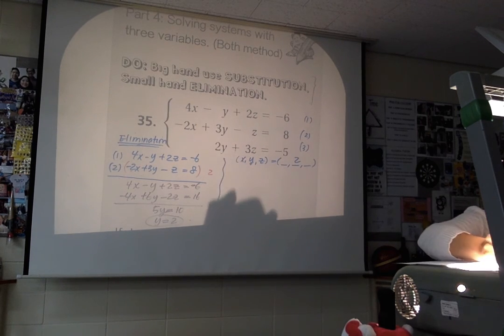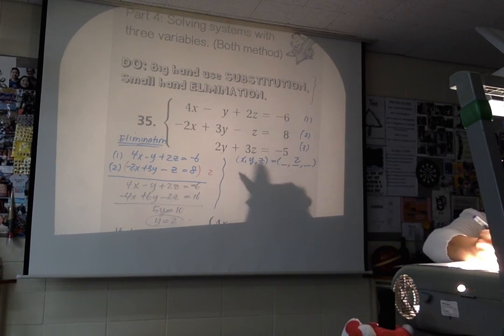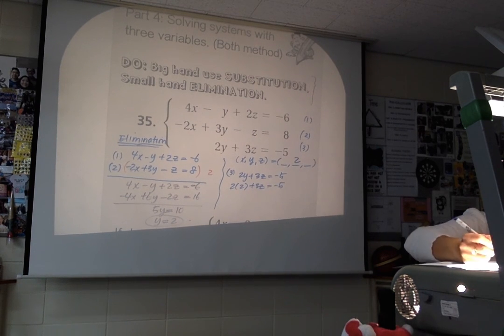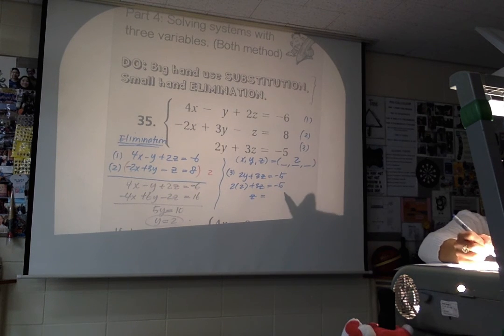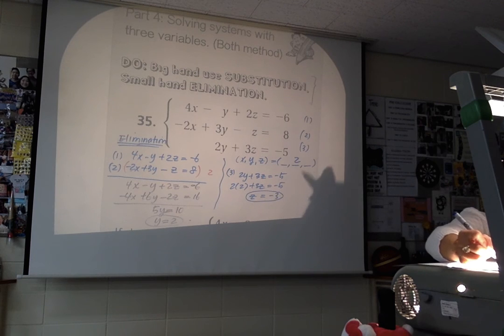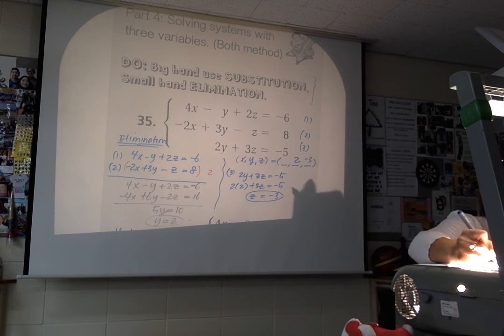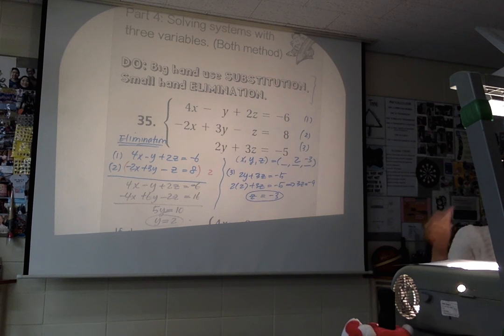Now, we found y already, so let's use equation 3 to find z. 2y plus 3z equals negative 5, right? Well, we know y. 2 times 2 plus 3z equals negative 5. That means z is going to equal, let's try negative 9, so negative 3. So z equals negative 3. You guys, I'm not showing the steps here, but make sure you do. So in this case, 3z is equal to negative 9, right? So then z is negative 3.